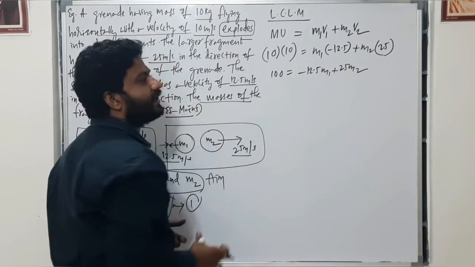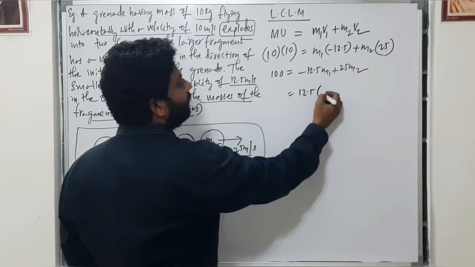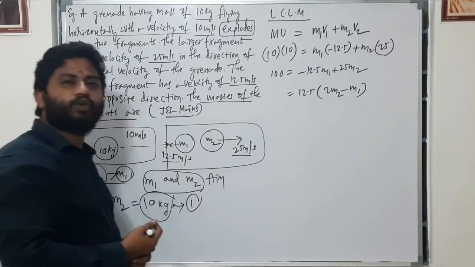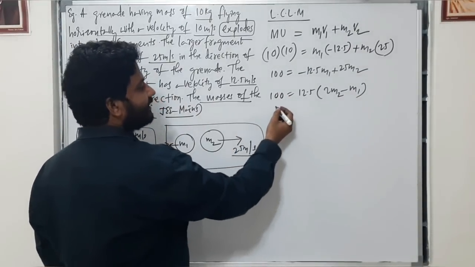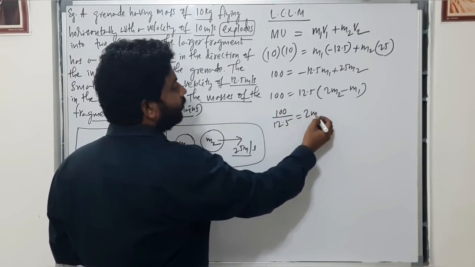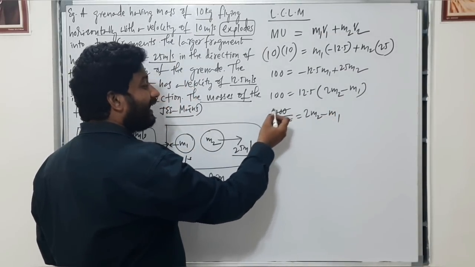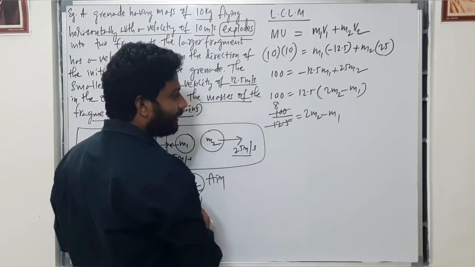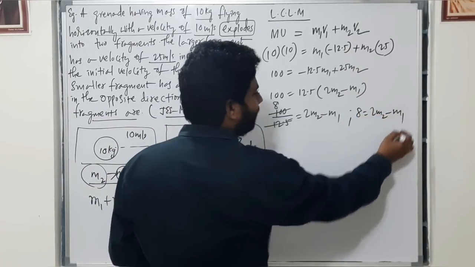From the right hand side, I can take common 12.5. Okay, so if I take 12.5 common, it's 2m2 minus m1. Is it okay? 2m2 minus m1, which is 100, right? So this is 100 divided by 12.5 is equal to 2m2 minus m1. 12.5 eights are 100. So 8 is equal to 2m2 minus m1. So I am writing the equation 8 is equal to 2m2 minus m1.